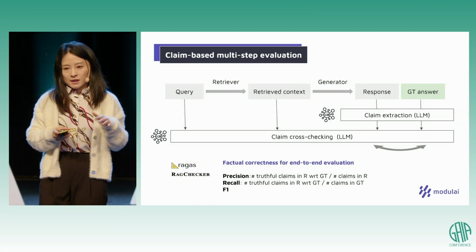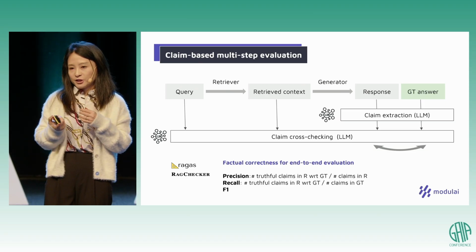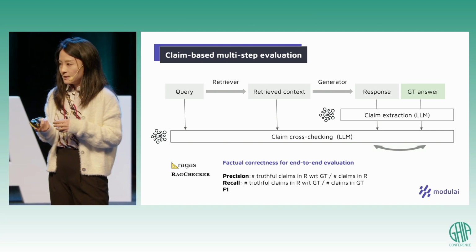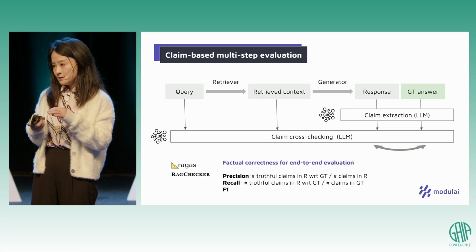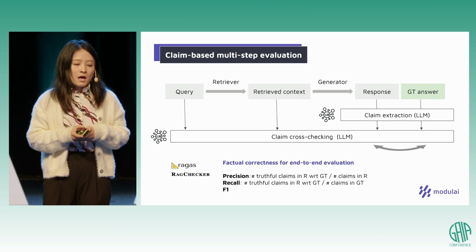Now, after the claims are extracted from the responses and ground truth answers, we can compare them and see how much they are aligned. And this will lead us to get a score called factual correctness that measures the system's performance end-to-end. And we can get metrics like precision, recall, or F1. For example, the recall is calculated by looking at each claim in the ground truth answer and seeing whether it can be found in the response. And this kind of factual correctness calculation is done in different RAG evaluation frameworks, such as RAGAS and RAG Checker.